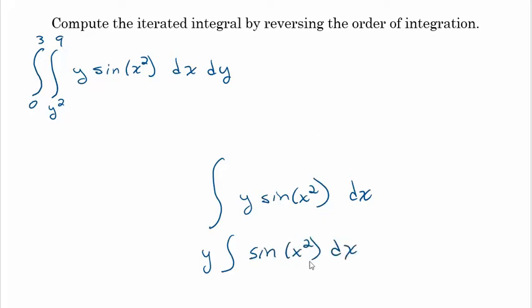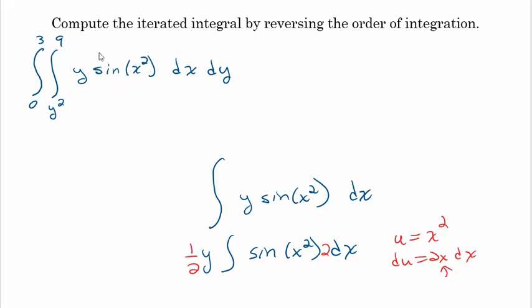How would we do this? The short answer is we cannot. We could try to do some u sub. If we let u be x squared, then du would be 2x dx. And we could certainly introduce a factor of 2, but we cannot introduce a factor of x. So we cannot integrate this the way that it is.